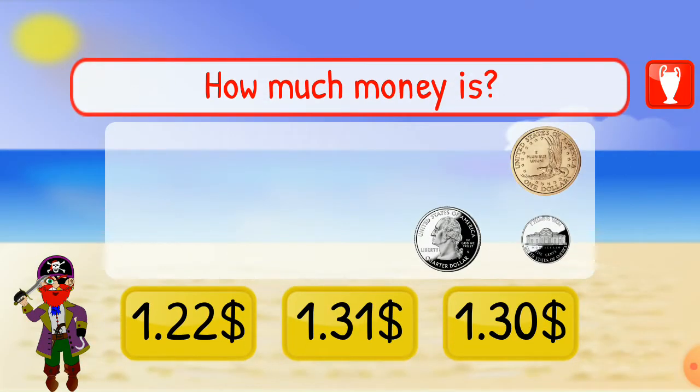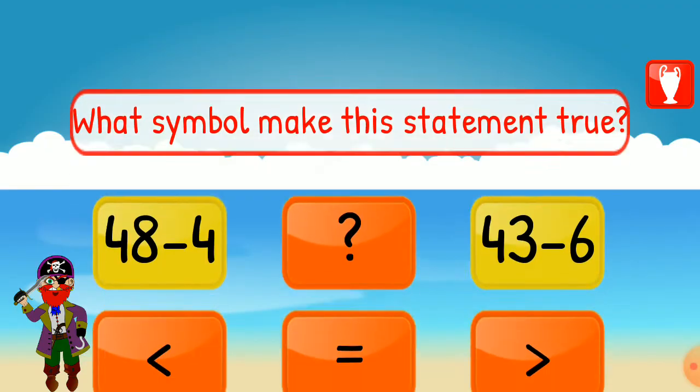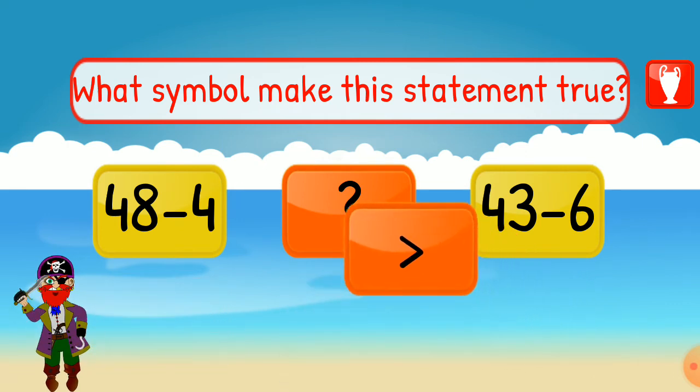How much money is? Kitni money hai ye? Wow. $1, $1.30. What symbol make this statement true? 48 minus 4. 48 minus 4 is 44. And 43 minus 6 is 36. So, 48 minus 4 is greater than. Yes!